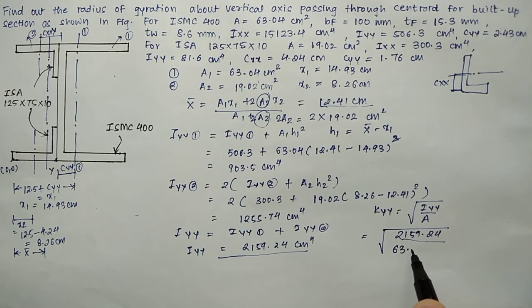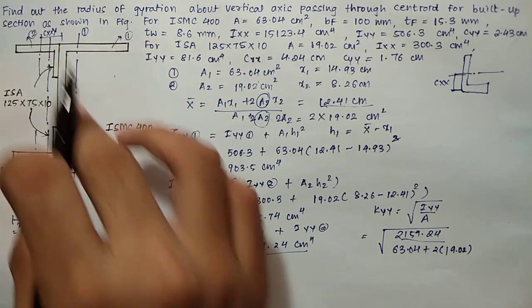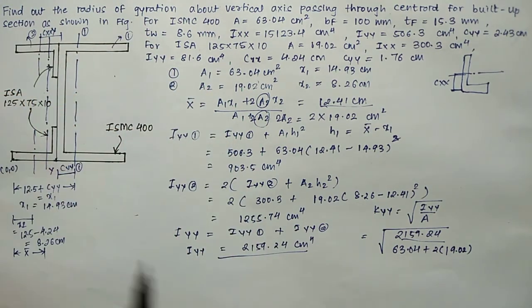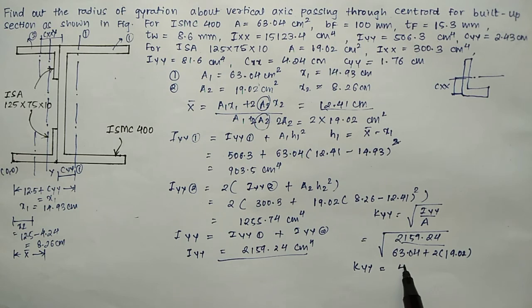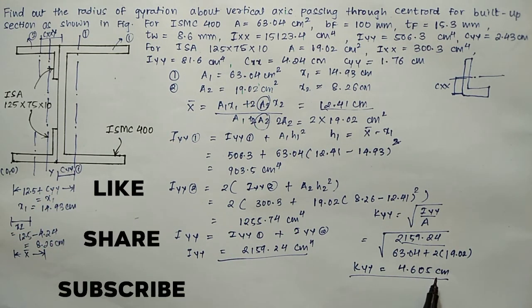63.04 plus twice that of 19.02. So here we have multiplied with 2 as there are two angle sections. This point we need to remember. So the value of kyy comes out to be nearly 4.605 centimeter. So we have determined the radius of gyration about the yy axis as 4.605 centimeter.